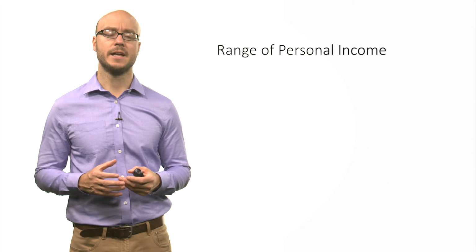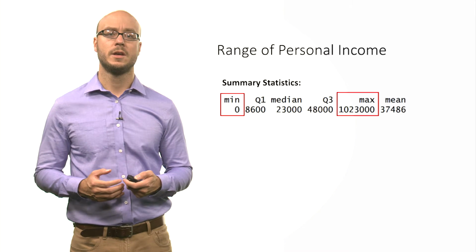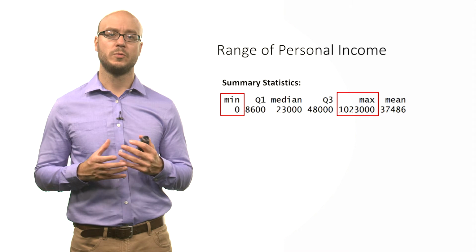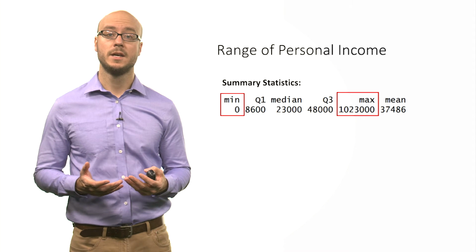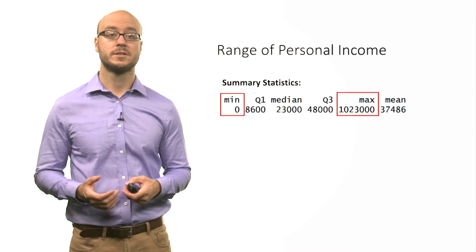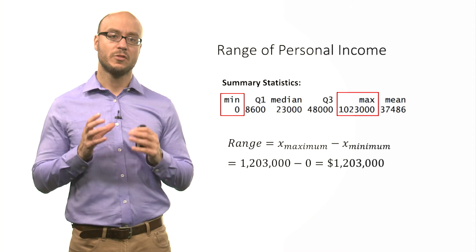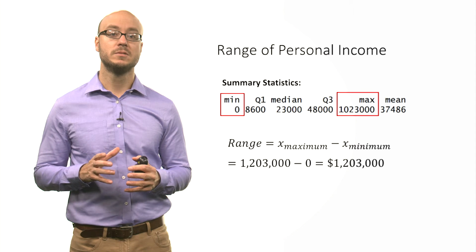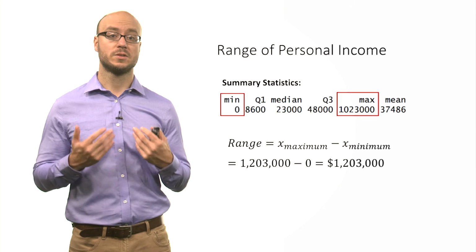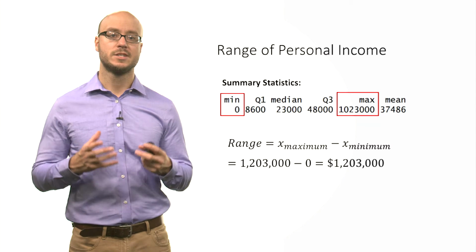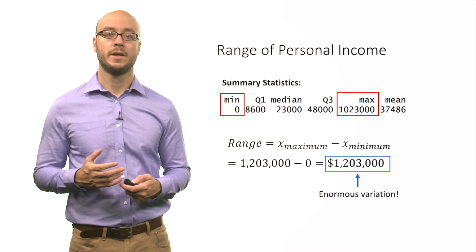So let's look at our data set of personal income and calculate the range as a measure of variability. Already, when we do a basic tabulation, we can see that the maximum value is a little bit over $1 million and the minimum value is $0. The range is simply the difference between those two. So the range is 1,203,000 minus 0, which gives us $1,203,000. That's the range of the set of observations in personal income.